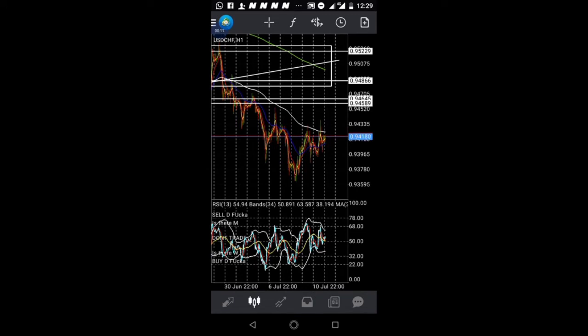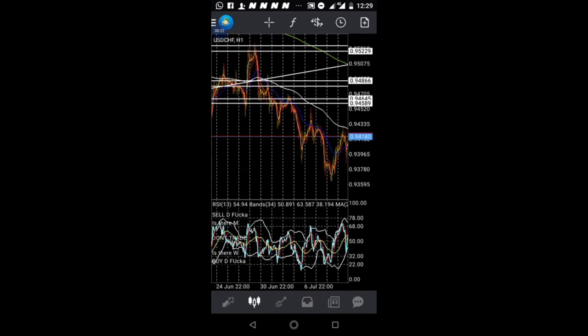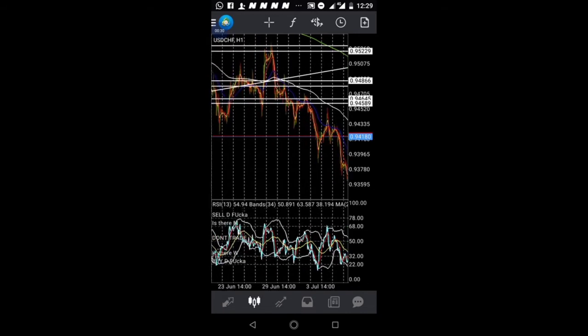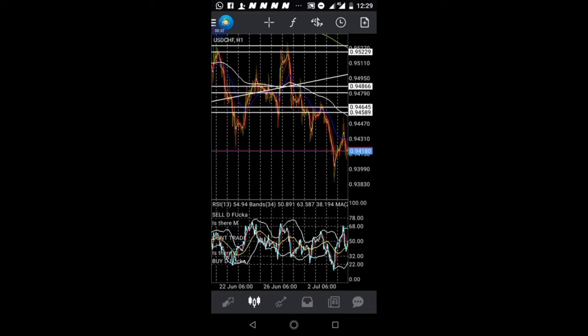In this video, we're going to be looking at the weekly forecast. We're going to be analyzing the GBP pairs. As you can see here, we'll be looking at the USD CHF and also the Euro USD. But majorly, we're going to be giving our weekly forecast for the GBP pair. So stay tuned, guys.